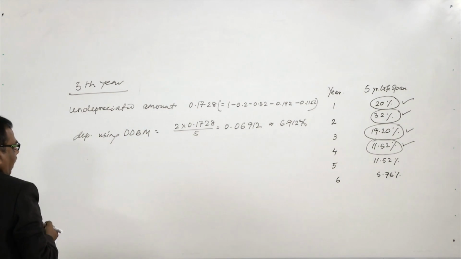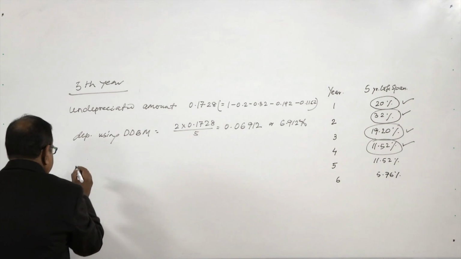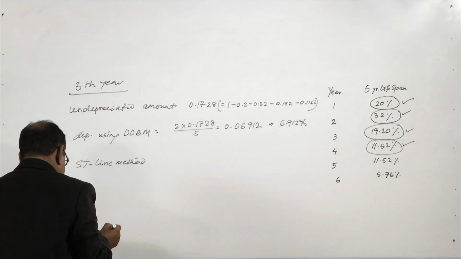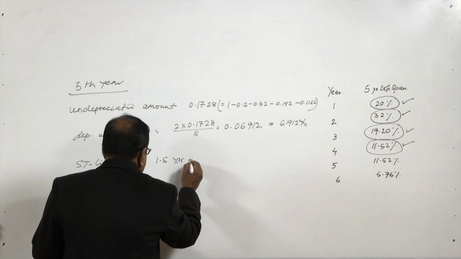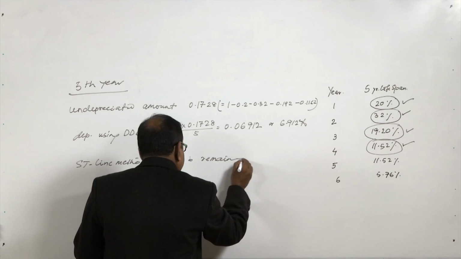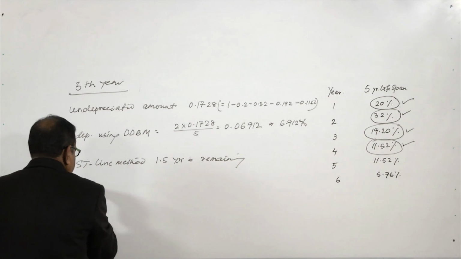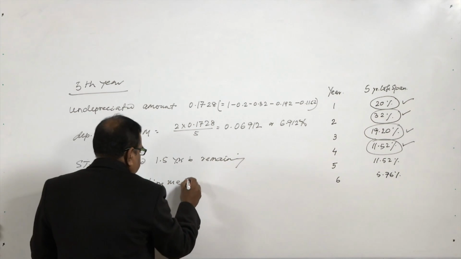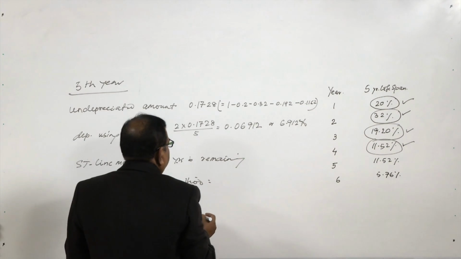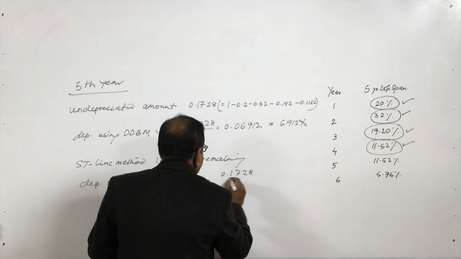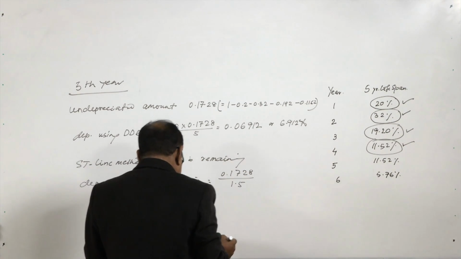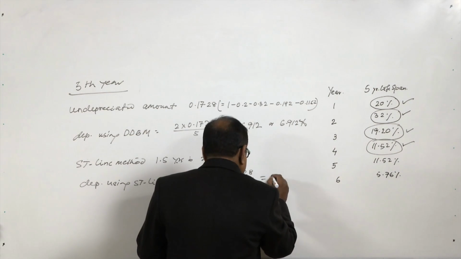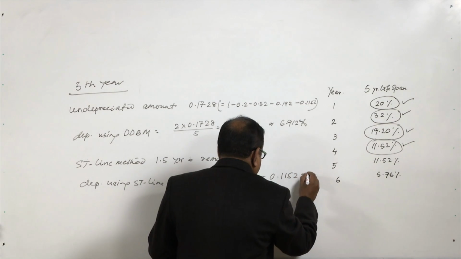Now, if we calculate this depreciation using the straight line method, 1.5 years is remaining, and depreciation using the straight line method is 0.1728 divided by 1.5. This comes out to be 0.1152 or 11.52%.